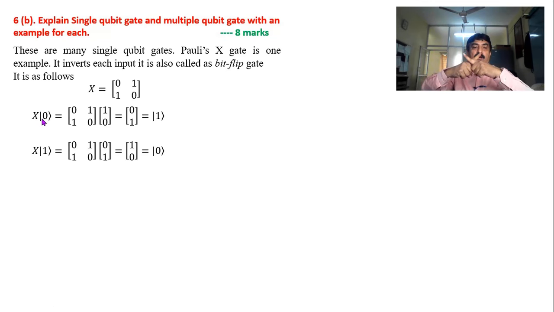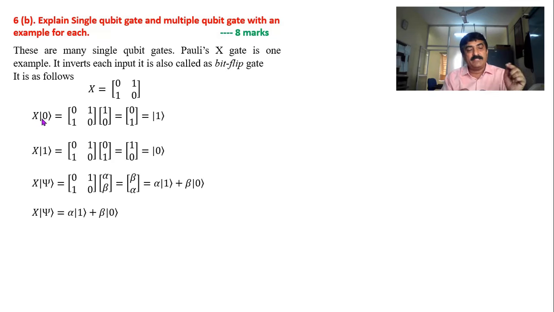So it is the X form. Okay, so it is a flipping. It is flipping the bit from 0 to 1, 1 to 0. Suppose it operates on alpha 0 plus beta 1, alpha becomes beta, beta becomes alpha, or 0 becomes 1, 1 becomes 0.